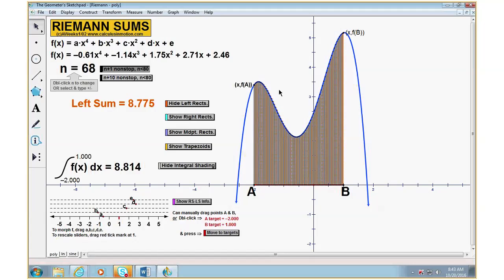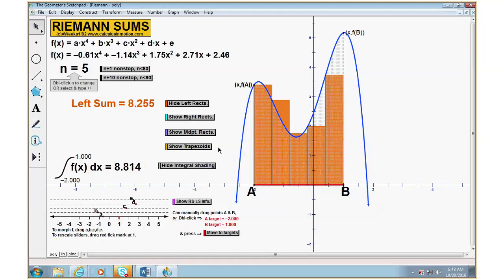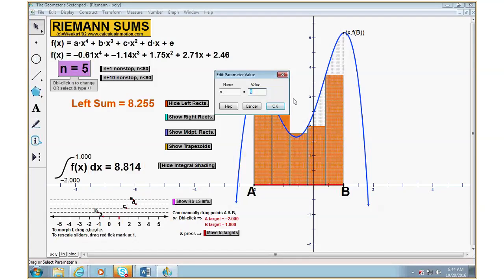Now, I'm not going to go through and show you Riemann, because basically Riemann says that you're going to take the width of each one of these rectangles and you're going to add it up. Okay, stop. Alright, let's go back to 3. How do I go back? Well, double click to change. There we go. Let's go back to 3.